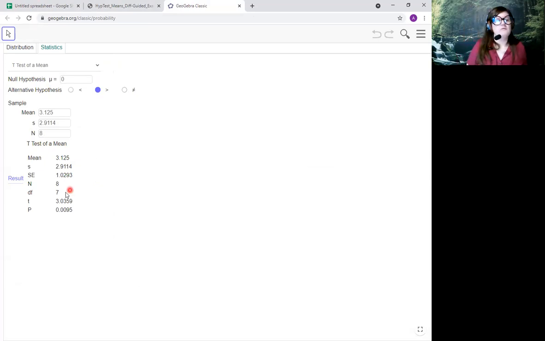All right, we've got everything set up. You can see your mean, your standard deviation, and your sample size. This calculates the standard error for you right here. It calculates your degrees of freedom for you right here. It calculates your t-value, which is the test statistic, and it calculates that p-value for you right here.